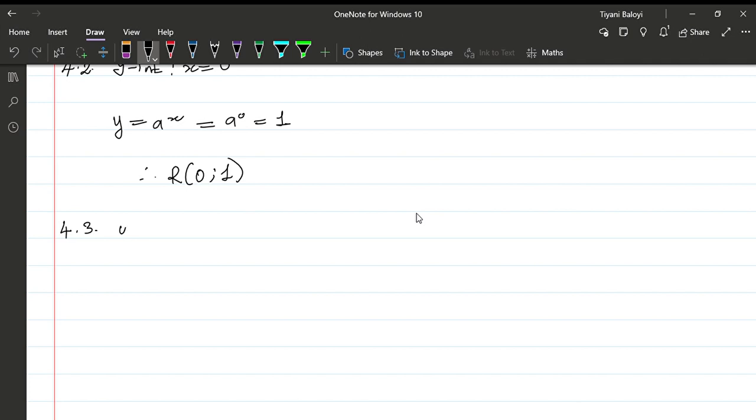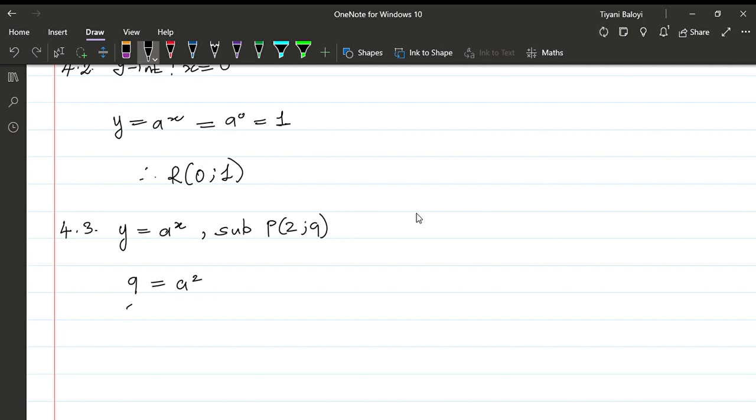So y is equal to a^x. This is your h, right? So you substitute point P (2, 9) because it's on the graph. You have 9 equal to a to the power x, a to the power 2, because x is equal to 2.